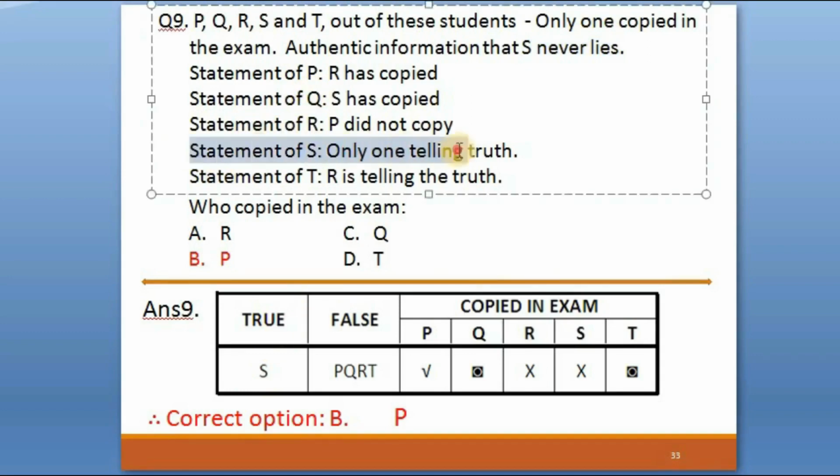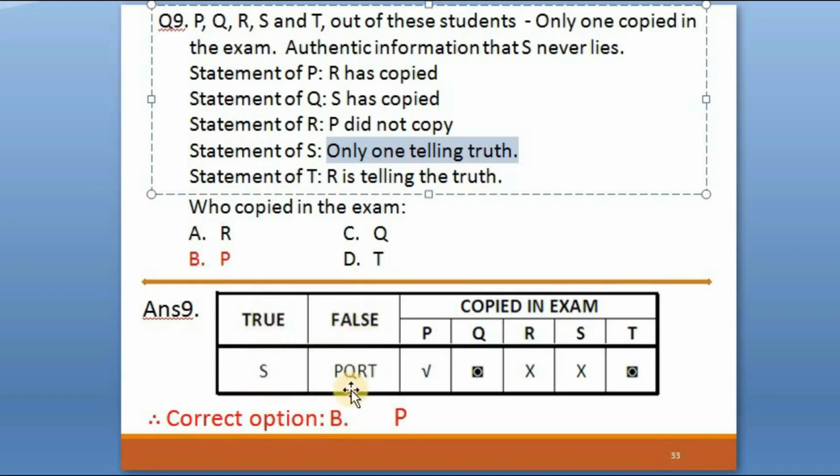Now, since S never speaks lies, we have to analyze the statement of S as only one telling the truth. So S is actually true here, because he never lies, and he is also saying that only one of us is telling the truth. If only one is telling the truth, it means S is speaking the truth and all others are lying, right? So these are the first 2 columns we have framed from the given information.